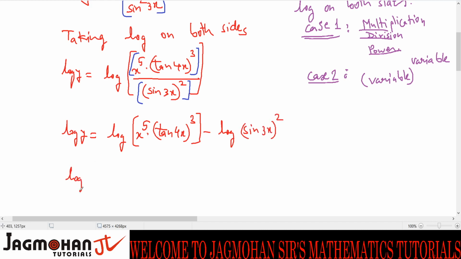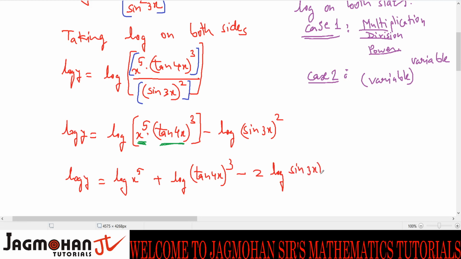So this is therefore log of y equals, you have log of mn. This is m, this is n. What is log of mn? Log of mn is log m plus log n. So you have log of x raised to 5 plus log of tan 4x the whole cube minus, this 2 will become coefficient, 2 log of sine 3x.